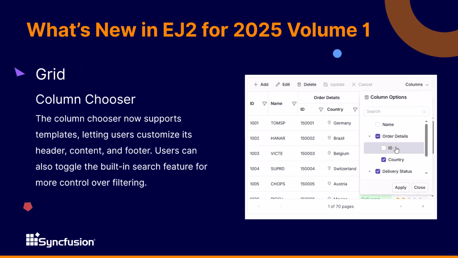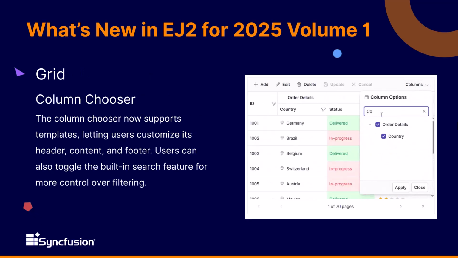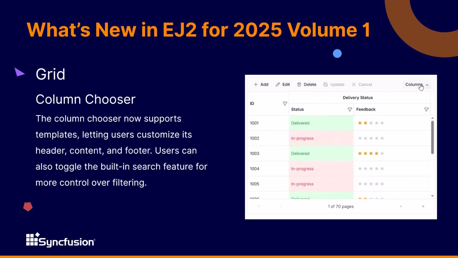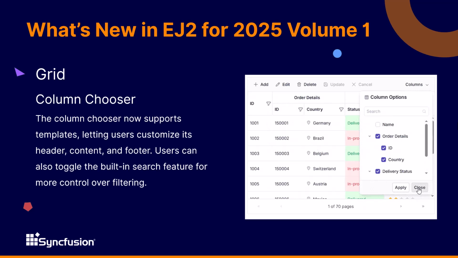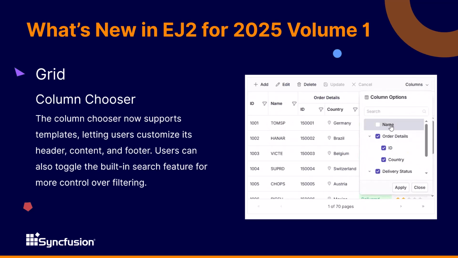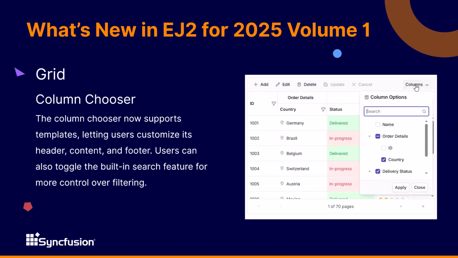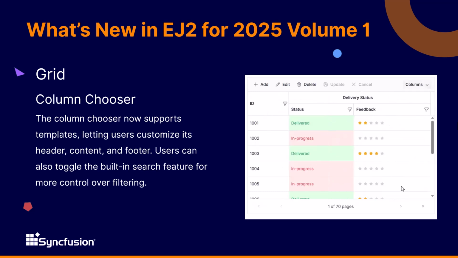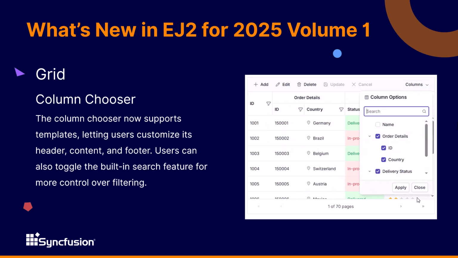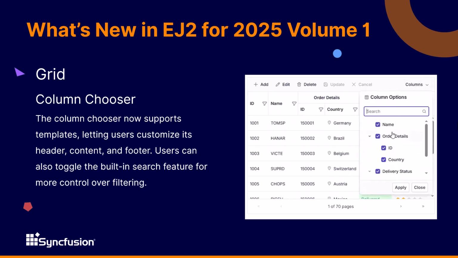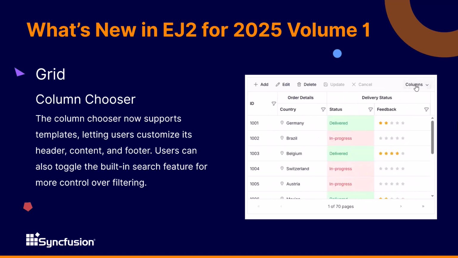In the Grid component, we have added a column chooser template, which allows users to render customized views in its header, content, and footer. Users can thus design the column chooser's appearance. Additionally, users can enable or disable the column chooser's default search functionality, giving them more control over their filtering experience.